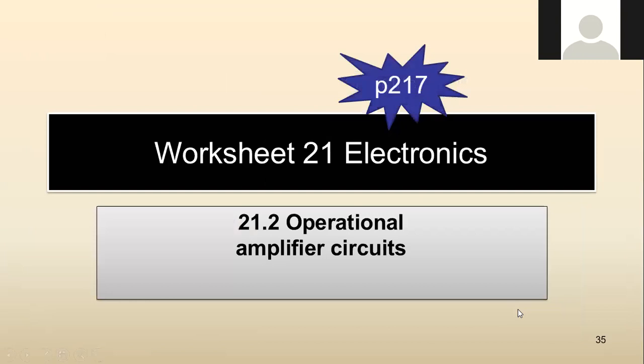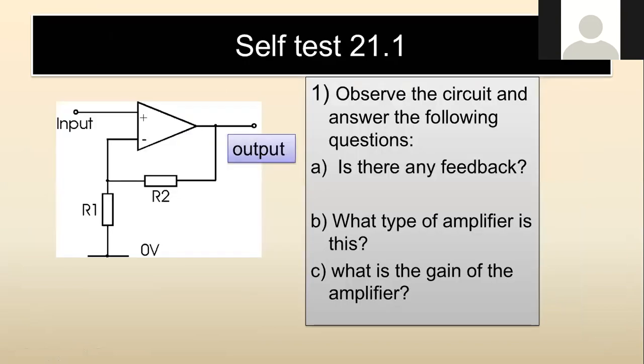Okay, let's complete that. Now let's go to our worksheet. Have a look, observe the circuit and answer the following question. Is there a negative feedback? Now you should be able to decide. Yes, there is a negative feedback. It doesn't have to go through here to come back here. Whether positive or negative is up to us to put, but it's feedback from the output to the negative terminal here.